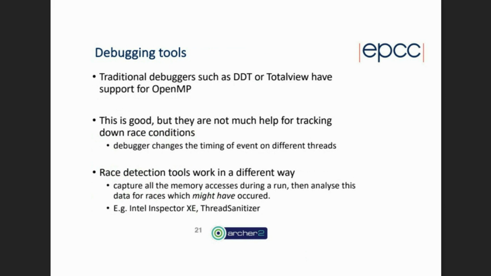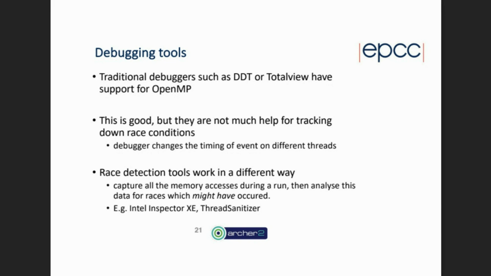Okay, so we mentioned this a bit earlier, debugging tools. Your traditional HPC debugging tools do have support for OpenMP, which is fine, but they're not much help for tracking down race conditions. Even if you know you've got a race condition because you're getting wrong and unrepeatable answers, running under the debugger changes the timing of events on different threads. So it's not uncommon to find that you run your code normally, you see the race problem, you run it under the debugger and the race condition goes away.